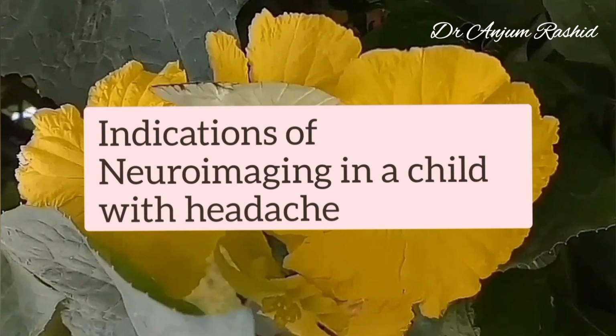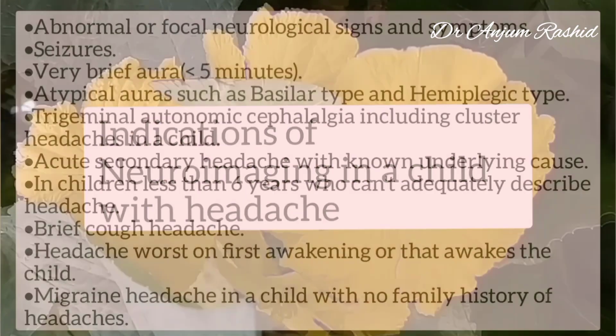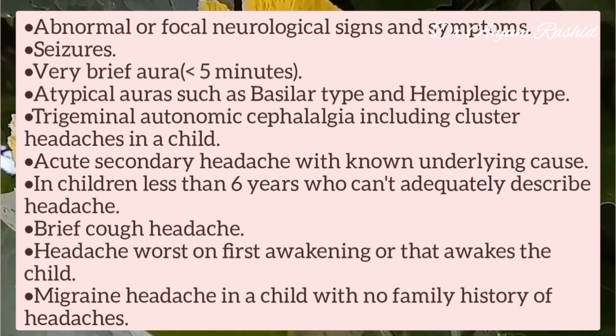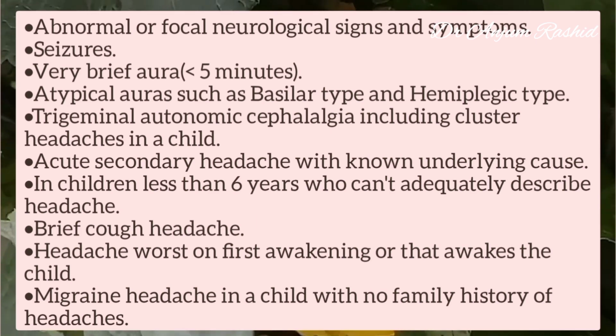Next is indications of neuroimaging in a child with headache. Now, these include abnormal or focal neurological signs and symptoms, seizures, very brief aura, atypical aura such as basilar type or hemiplegic type, cluster headaches, acute sensory headache with known underlying etiology, and in children less than 6 years who can't adequately describe the headache. Brief cough headache, headache worst on first awakening or that awakens the child, and migraine headache in a child with no family history of headaches.